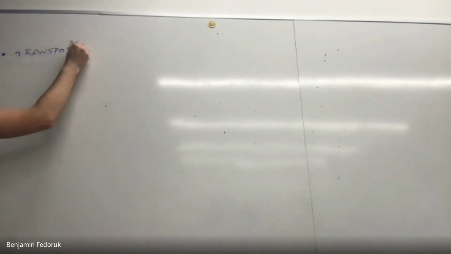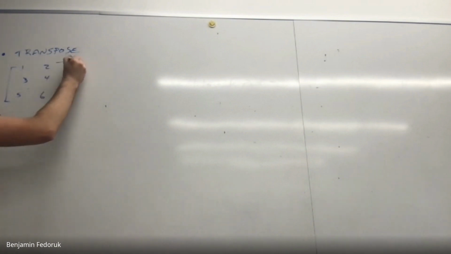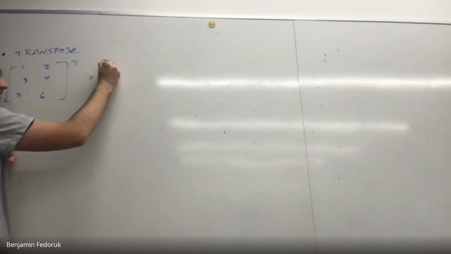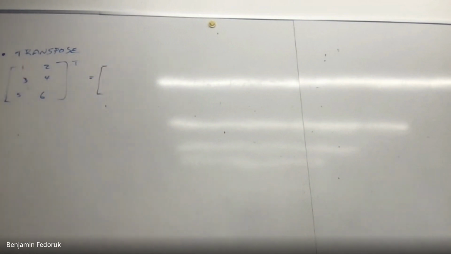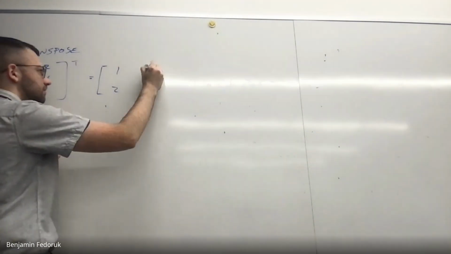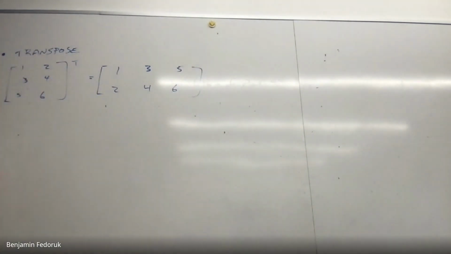So the transpose. If I have a matrix, let's say 1, 2, 3, 4, 5, 6, and I take the transpose of it, put a little T above the matrix, then really what we're doing is swapping the rows and columns. Another way to think of it is flipping the matrix across the diagonal. I don't know if that makes any sense to you, great. If not, so like that, right? Does that make sense? We just took it and flipped it.